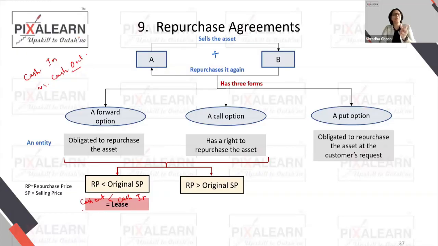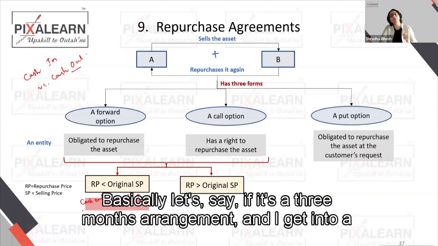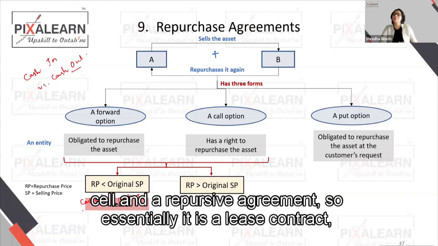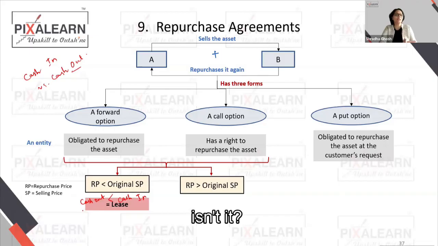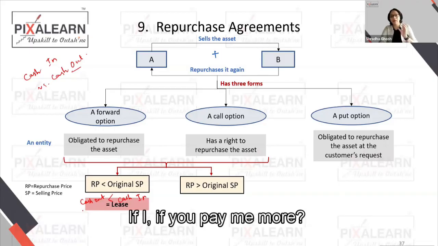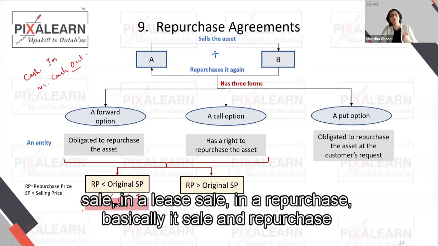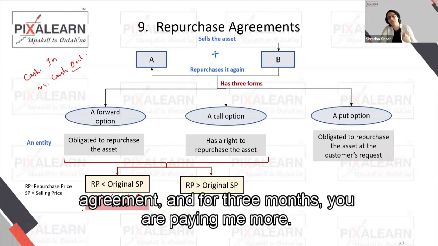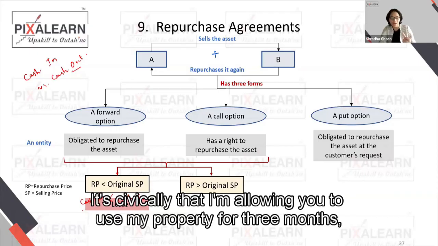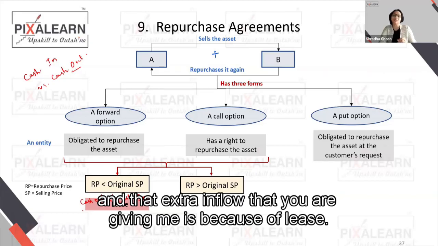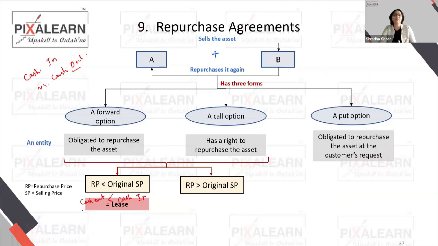Why? Because he's used it. So basically, let's say it's a 3 months arrangement and I get into a sale and a repurchase agreement. Essentially, it is a lease contract, isn't it, guys? Can you think about it? If you pay me more, what we are doing is getting into a sale and repurchase agreement, and for 3 months you're paying me more. It's typically that I'm allowing you to use my property for 3 months, and that extra inflow you're giving me is because of the lease. Yes or no, guys? Makes sense?